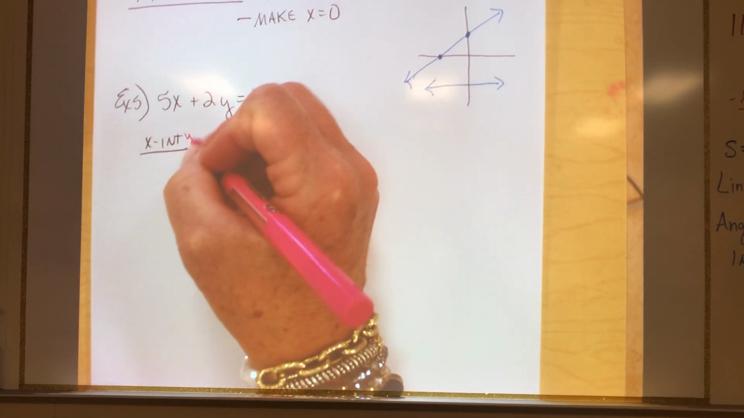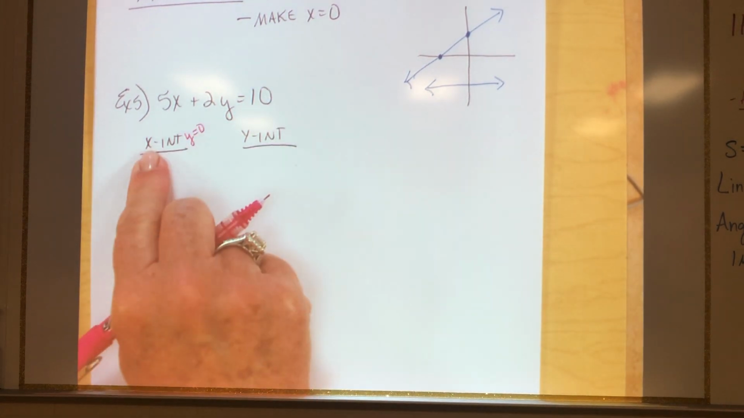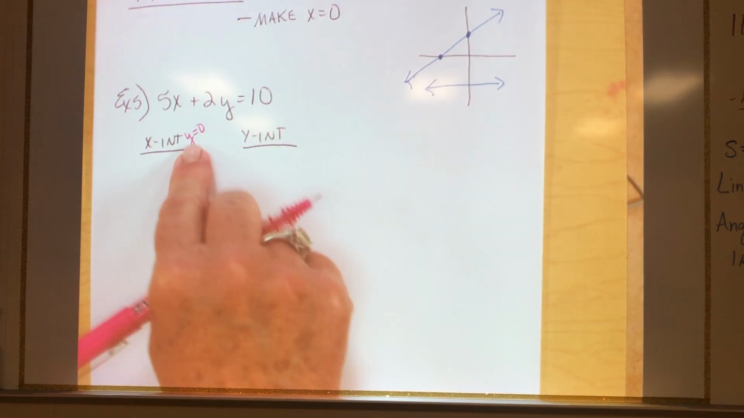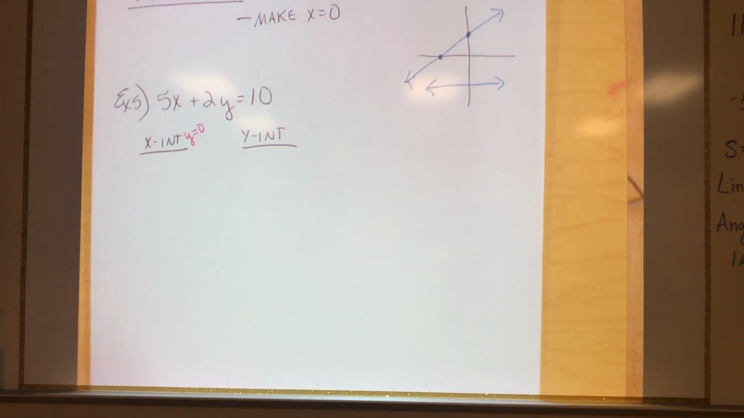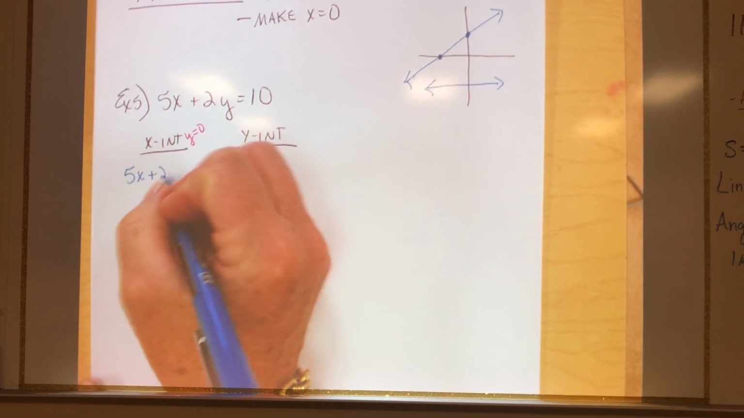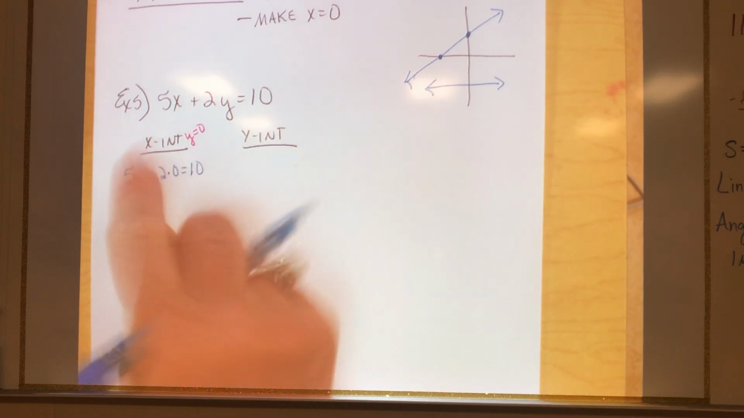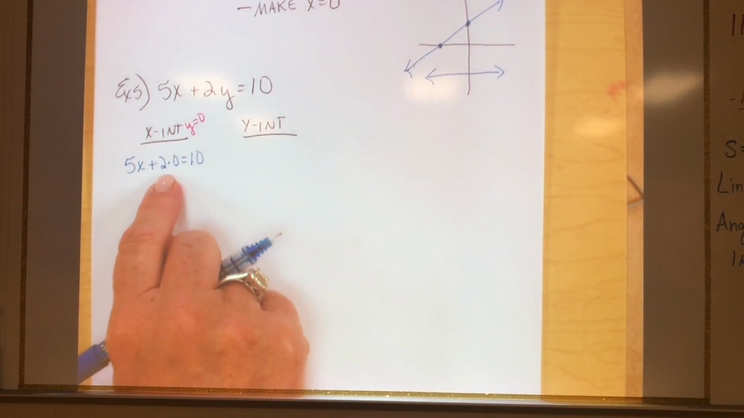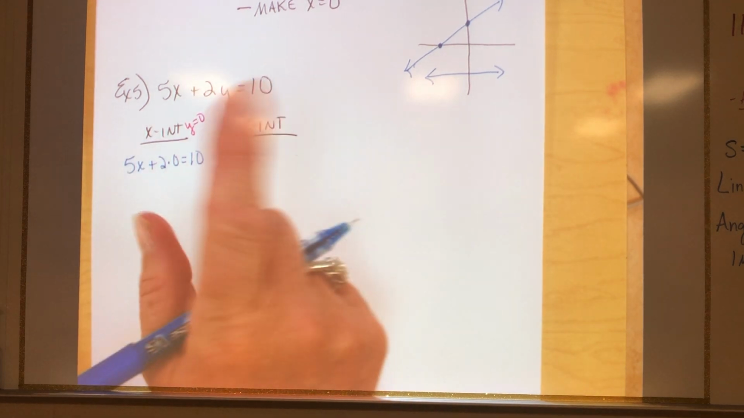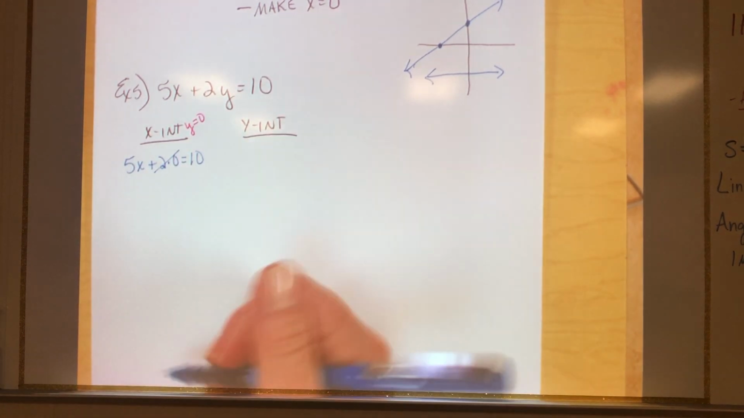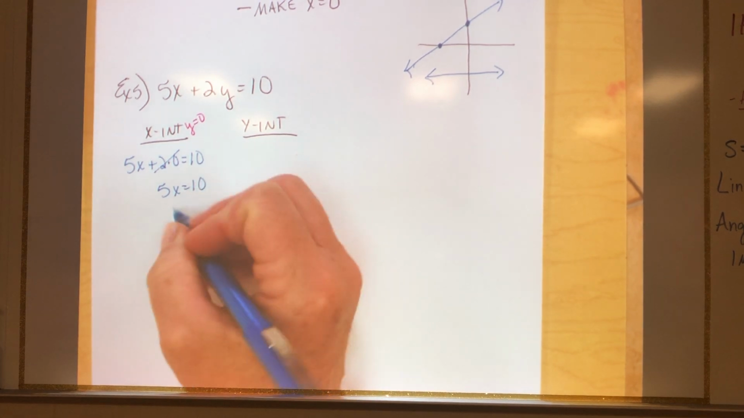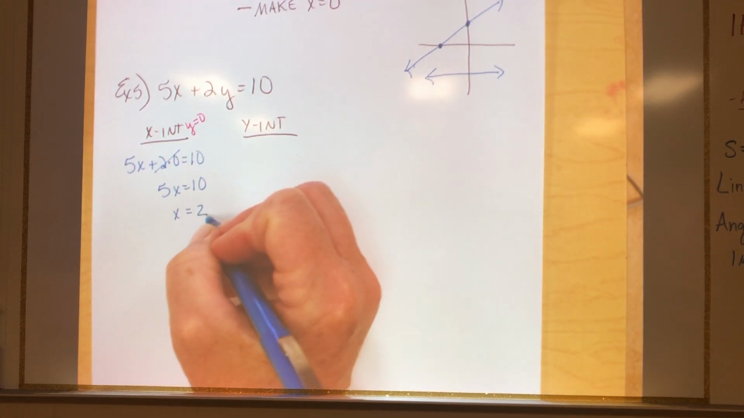Yeah, you make y equal to 0, and that will put it on the x-axis. So all I'm going to do is go to this equation and plug 0 in for y, and boom. So I got 5x plus 2 times 0 equals 10. What is 2 times 0? So what happens to this? Yeah, it's gone. It just goes away. And then you got 5x is equal to 10. What's x? 2.